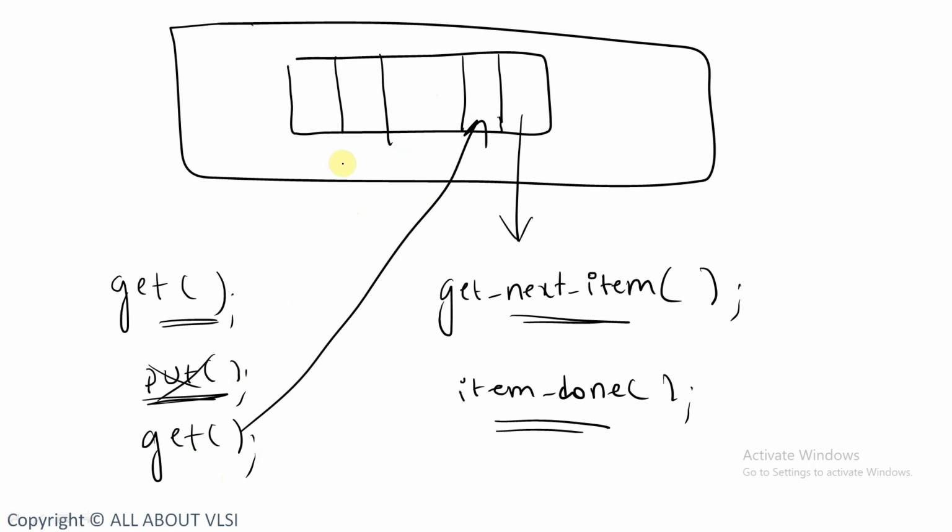And how is the sequencer getting the data? The sequencer gets the data via the sequence. This sequence is basically sending you the data. We will learn about the sequence in our upcoming sessions.